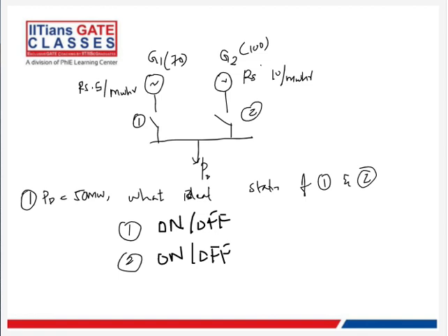So the first one is for switch number 1, the second one is for switch number 2. Off does not make sense because we need to supply the load. Look at the parameters given. This is very much intuitive. It's basic decision making because it's not even power system, right?